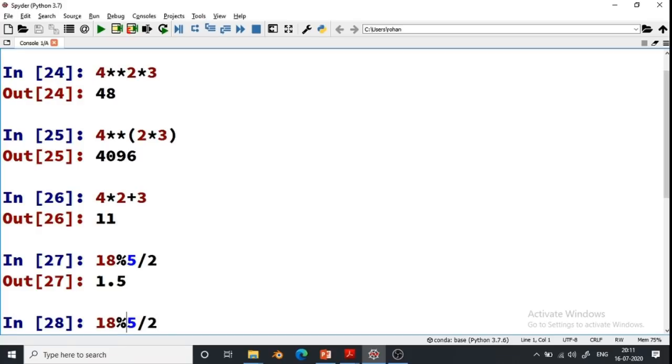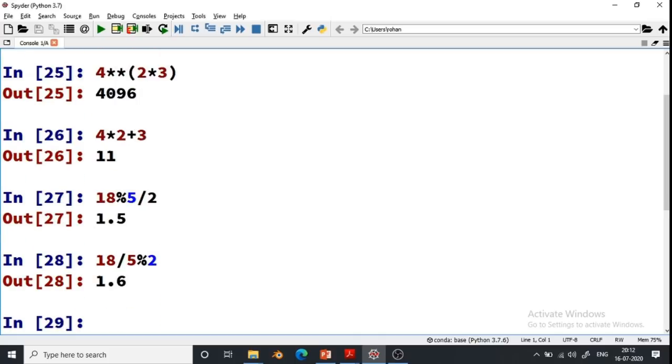Suppose you interchange these operators, then division is carried out first, then the modulo operator. Because both operators have the same precedence, the operation is always carried out from left to right. Right now on the left-hand side, the division operator is there, and then the modulo operator. So the division operation will be carried out first. In this case, the answer becomes 1.6. So 18 divided by 5 is 3.6, and 3.6 modulo 2 gives us 1.6.